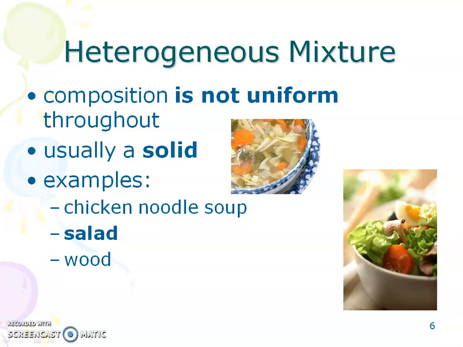And I like to use food as an example, right? When you're eating your chicken noodle soup, you don't have every bite exactly the same. Some might have noodles and carrots. Some's going to have noodles and chicken. Some's going to have noodles and celery. So every bite is slightly different. So if I were to take 2 chunks of that or 2 areas of that chicken soup, I'm not going to have exactly the same thing. That's what it means by composition is not uniform throughout.